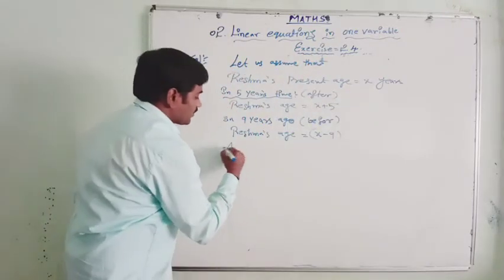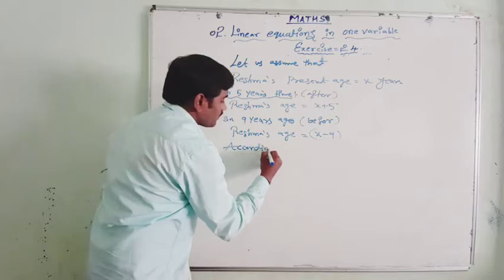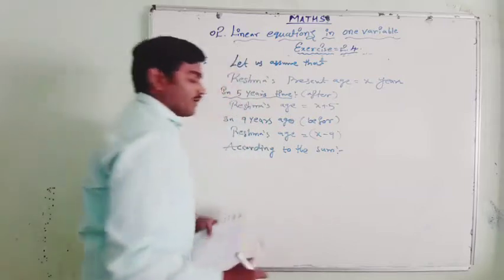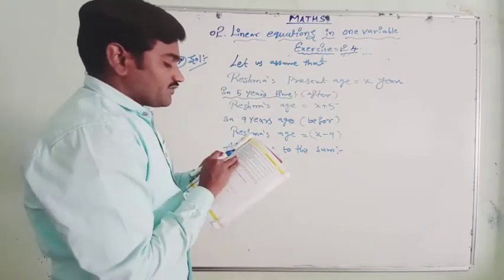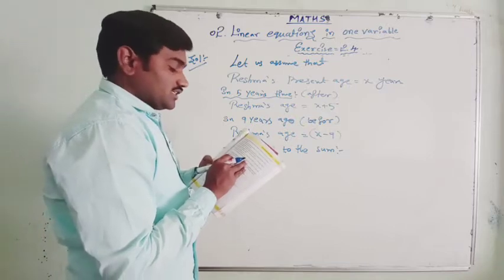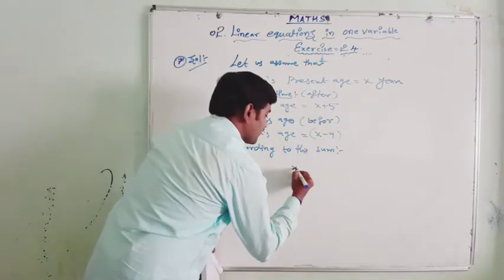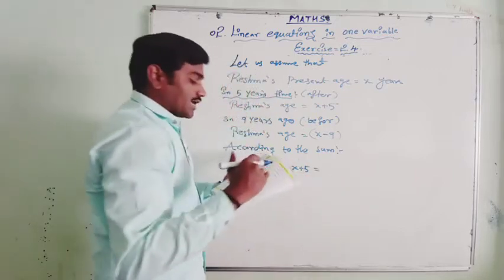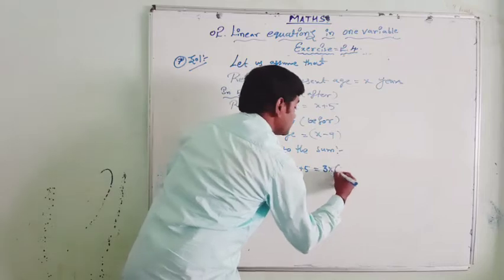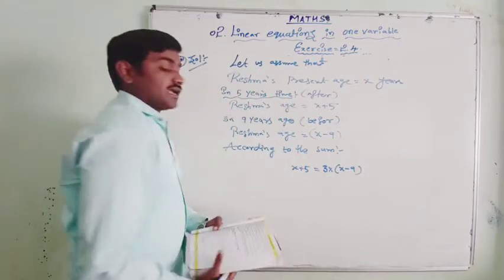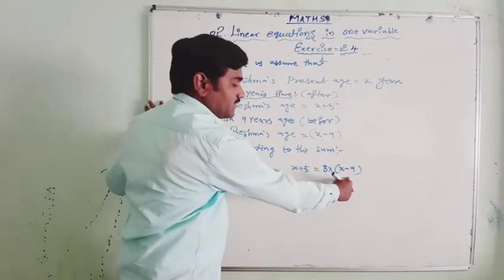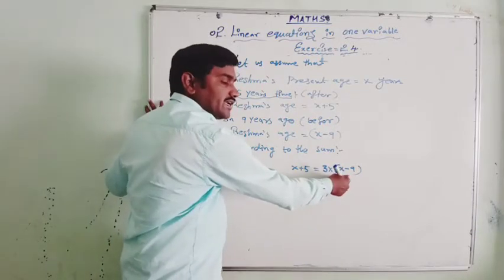According to the problem, in 5 years time, Reshma's age will be 3 times her age 9 years ago. In 5 years time, her age will be x plus 5. This will be 3 times more than when she was 9 years ago. Her age 9 years ago is x minus 9.